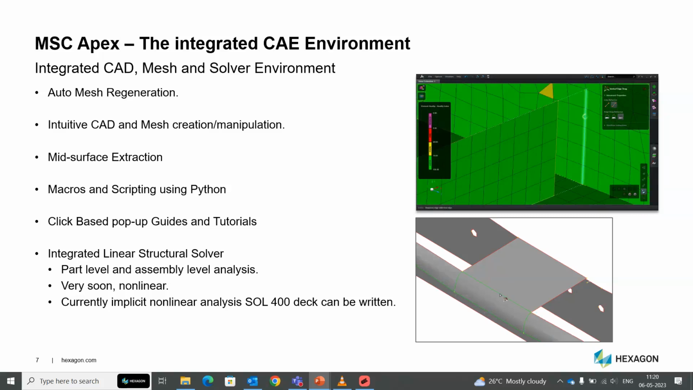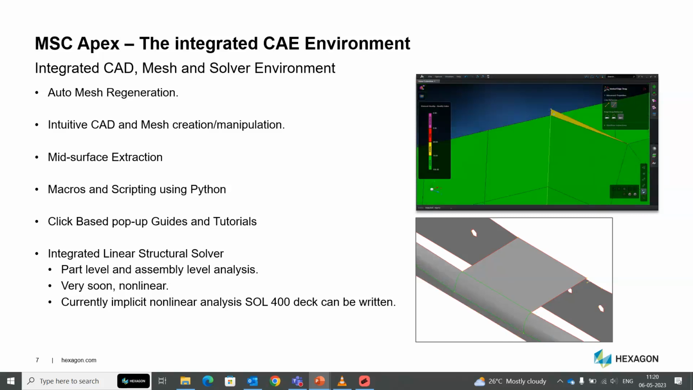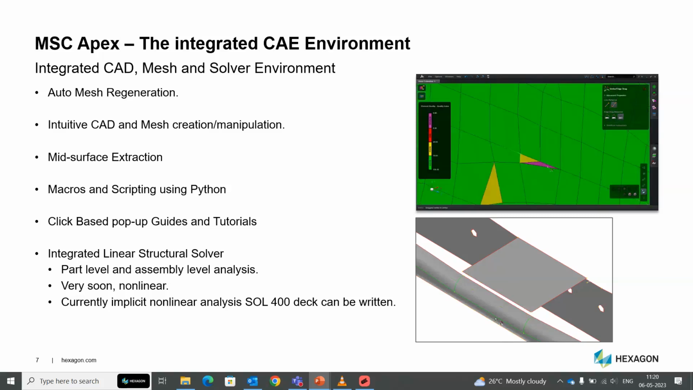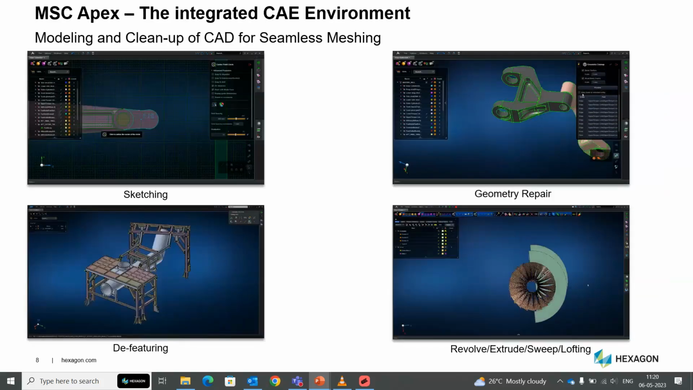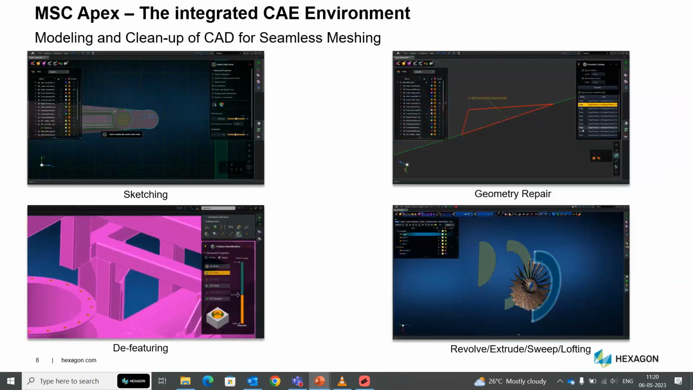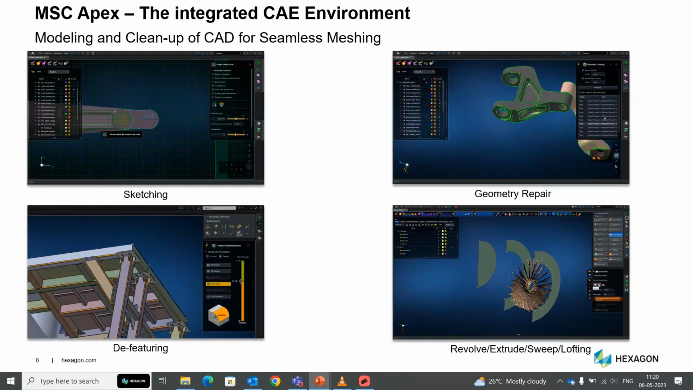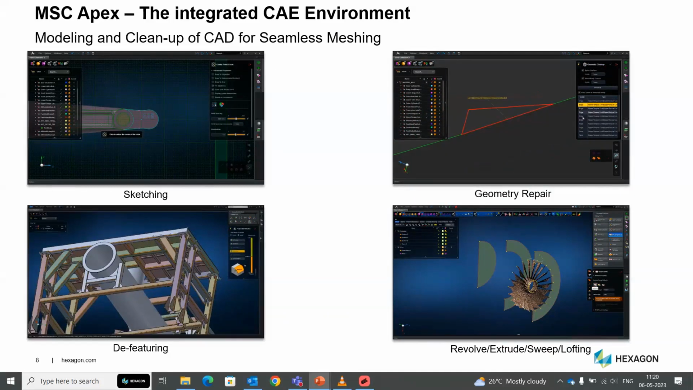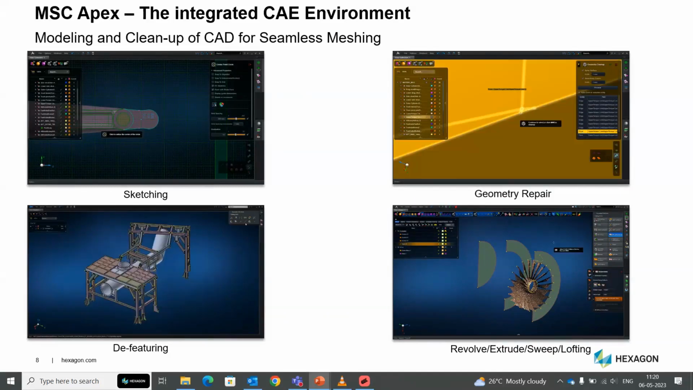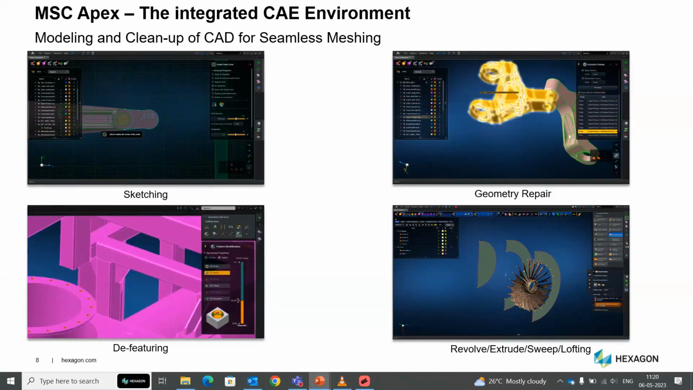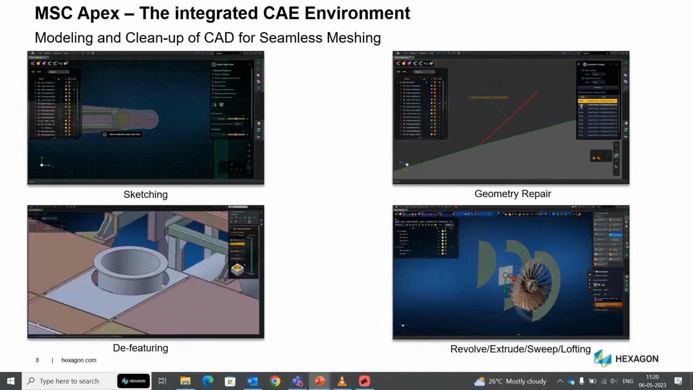So all of your part level, assembly level can be done within Apex itself. So it works as a pre-processor, solver, and a post-processor all in one platform. And everything is sort of an interface which is graphical and user-friendly. So here you can see some of the geometry options that you can do: sketching, repair, revolve, sweep, extrude. So I'm sure most of you are familiar with CAD operations also.